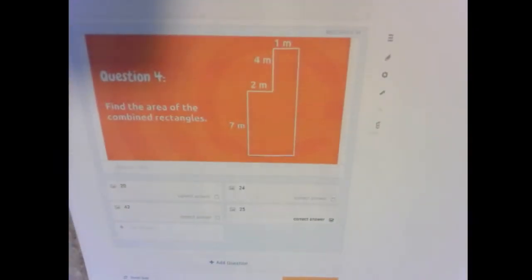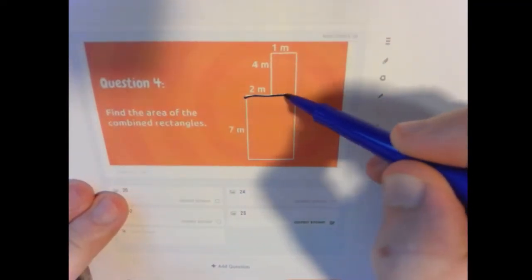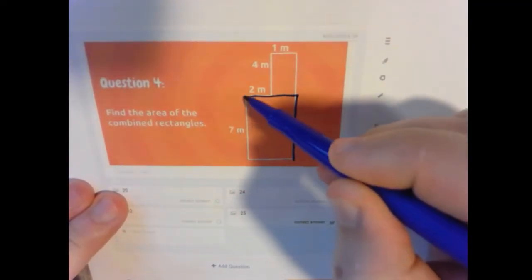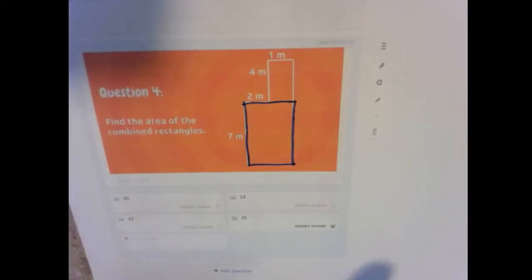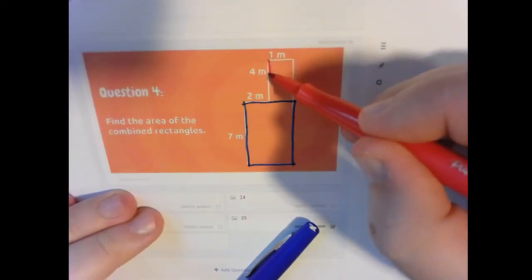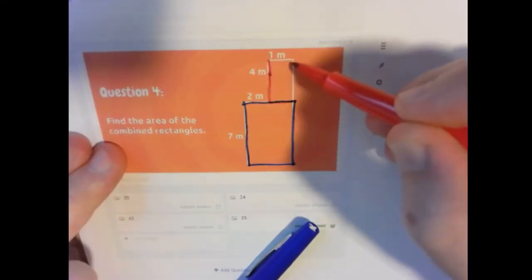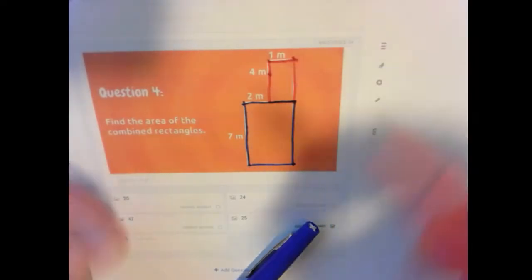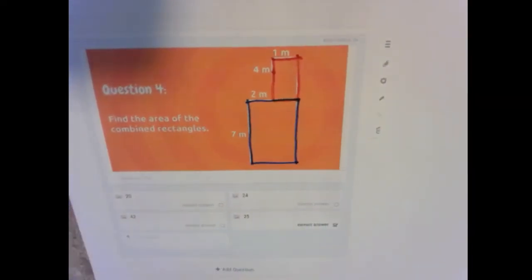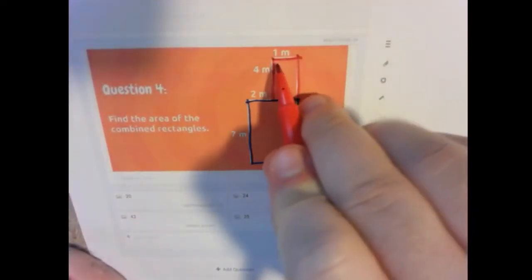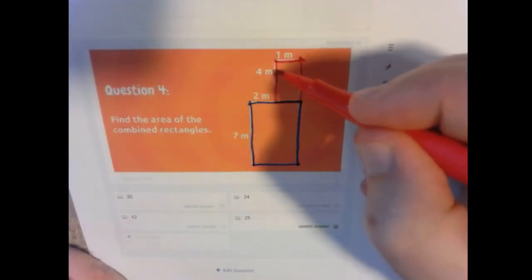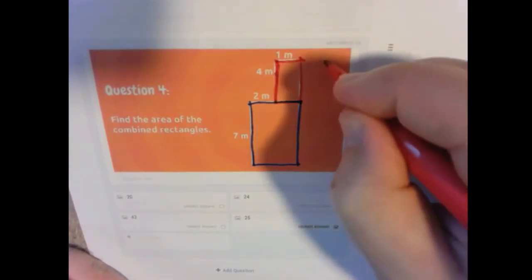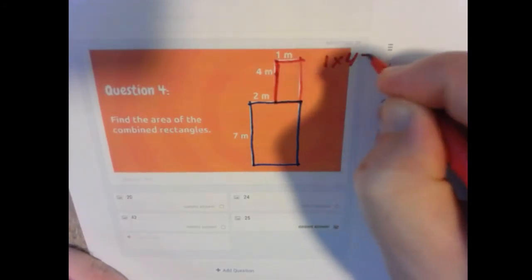How about this guy? So I make the big blue rectangle, and I make the little red rectangle. We just have to find the dimensions, and then we find the area. Now the red rectangle is easy. This dimension up here is 1, and it has a height of 4. So 1 times 4 equals 4.